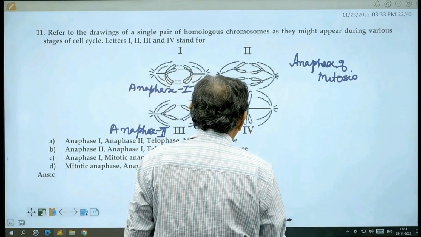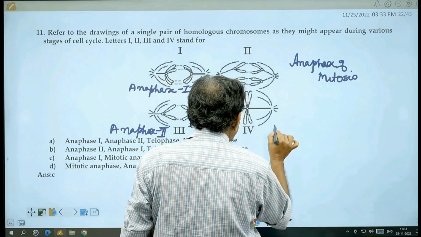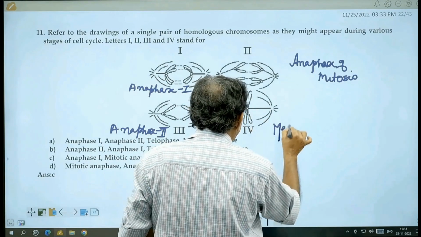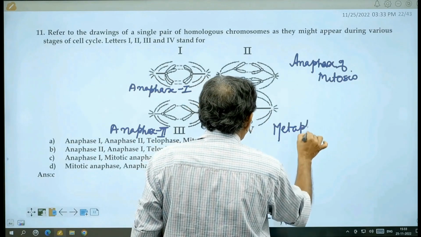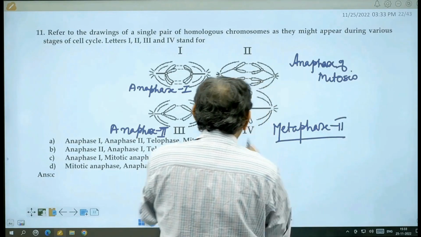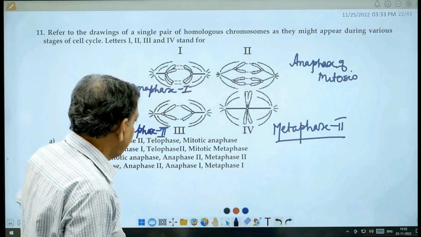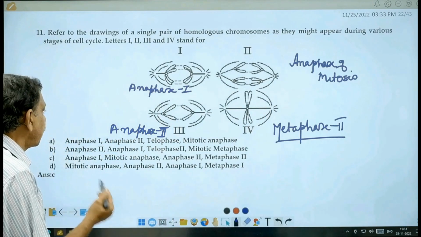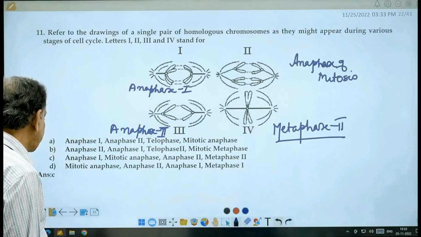These are chromatids. This is metaphase, equator plane, metaphase 2. I would prefer to say metaphase 2 because it is meiosis. What would be our answer? Let us check.